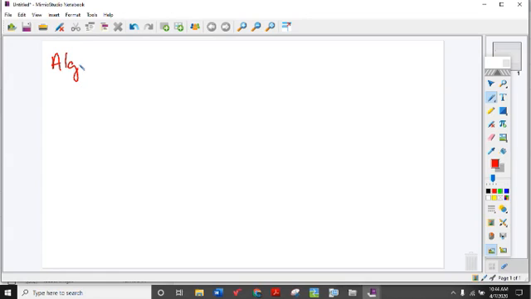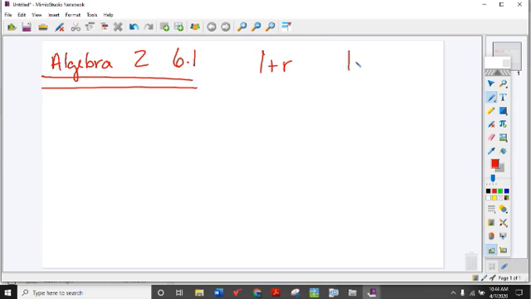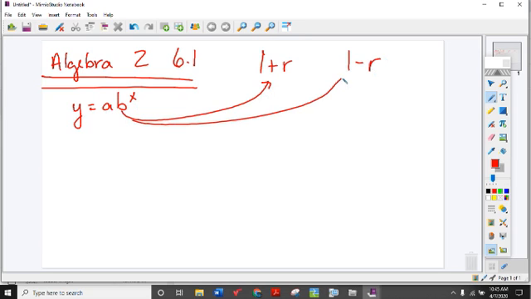So I'm still getting some questions. Some of you aren't understanding section 6.1 in Algebra 2, where you have to find the percent of change of increase or decrease when it's not given to you in the form of 1 plus r or 1 minus r. Okay, so remember, we can change b into 1 plus r or 1 minus r. You've got to keep in mind that it's a 1.